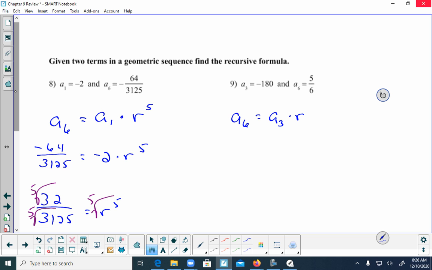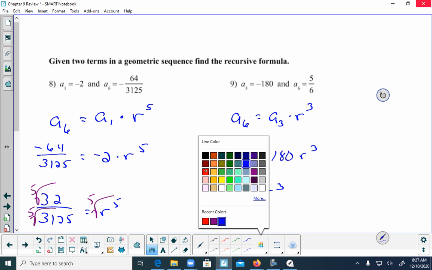But to go from 3 to 6, I had to go to 4, 5, and 6. So I had to hop 3 times. So I'm going to have to multiply that by the third. So I'm going to say 5/6 is equal to -180 times r to the third. I'm going to divide both sides by -180, and when I do that, I end up with -1 over 216 is equal to r to the third.